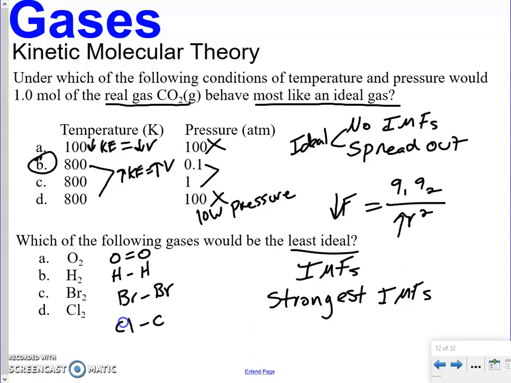We get all nonpolar substances, therefore we're dealing with strictly LDFs. Well, what makes one LDF stronger than the other? Remember, it comes down to the amount of electrons and that uneven distribution of electrons. So if we're looking at this, oxygen is going to have a total of 16 electrons, hydrogen is going to have 2, bromine is going to have 70, and chlorine is going to have 34. Well, which one has the highest amount of electrons? Bromine, therefore it has the highest LDFs, strongest intermolecular forces, making it the least ideal.